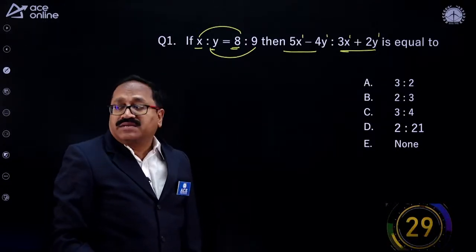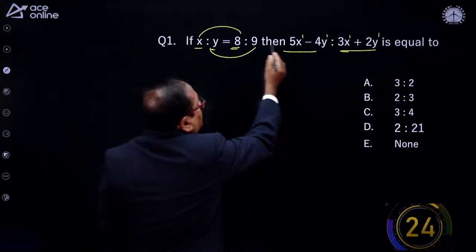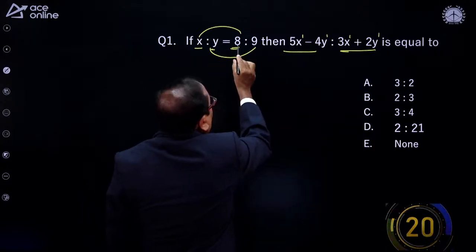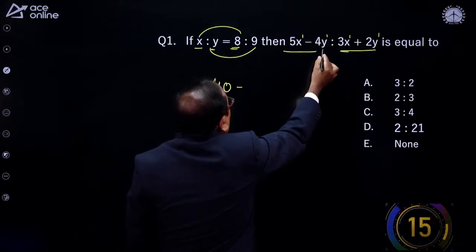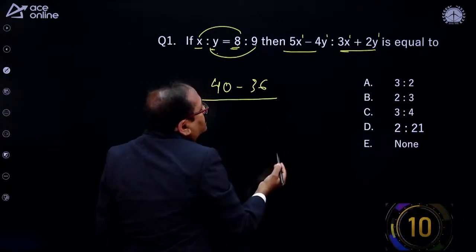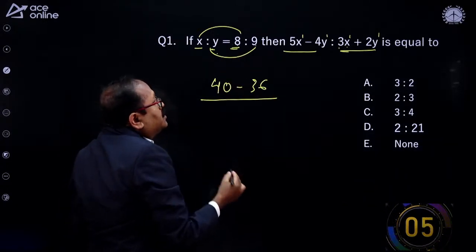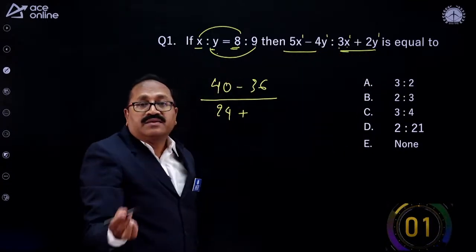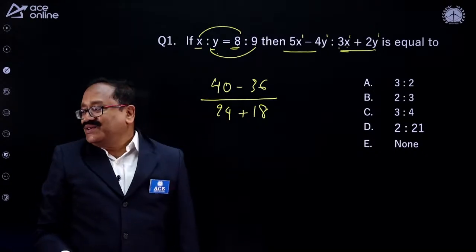Let's start 30 seconds, and I will also answer along with you. Here x is there, so 5x, how much is that? x is 8, so 8 into 5 is 40, and minus 4y, where y is 9, so 4 nines are 36. On the other side we have 3x, where x is 8, so 3 eights are 24, plus 2y, where y is 9, so 2 nines are 18. That's all. You get the ratio here.